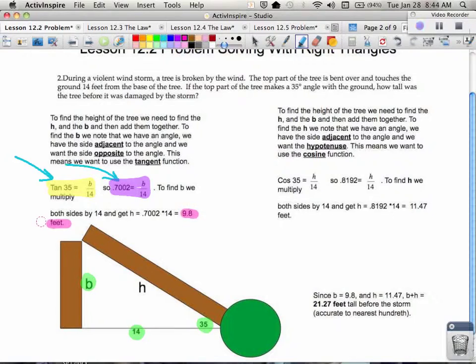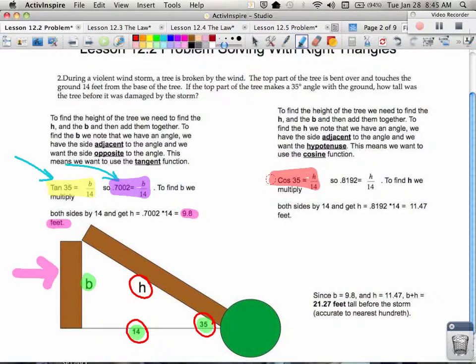Now, that part is only talking about the trunk and the ground. So I also have to find the h. To find that h, I still have to use that 35-degree angle that's with the treetop and the ground, but this time I have the adjacent side to that, and I'm looking for the hypotenuse. So when I have an angle, an adjacent side, and a hypotenuse involved, that means that I'm dealing with the cosine function. The cosine function you can see on the right side of our slide here is 35 degrees, so cosine of 35 equals the h over 14.